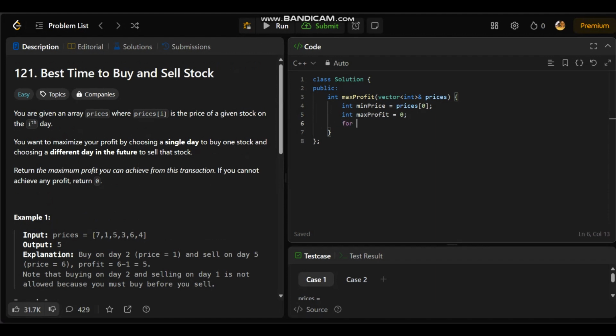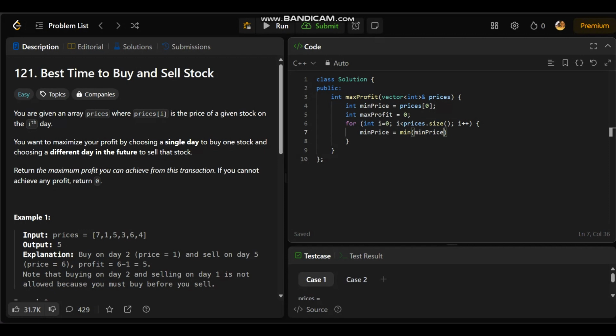So we are traversing one time, so it will be linear time complexity: for int i equals 0, i less than prices.size(), i plus plus. So what are we going to do? We are going to update our minimum price if the price of the stock on the current day is less than the minimum. So basically minPrice is equal to the minimum of minPrice and the price of the stock on this day, that is prices[i].